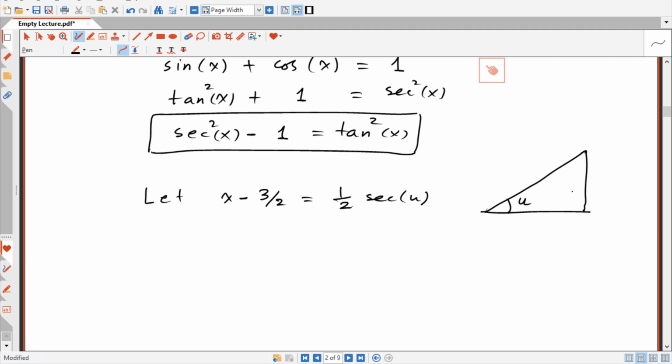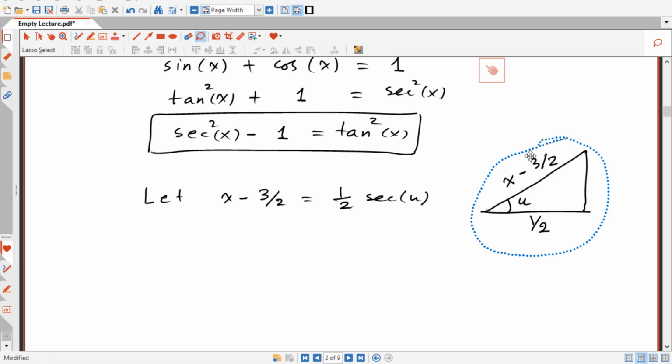Secant u is equal to 1 over cosine. Cosine is the adjacent over the hypotenuse. Since secant is 1 over cosine, it's going to be equal to the hypotenuse divided by the adjacent side. So the hypotenuse is x minus 3 by 2, divided by the adjacent term, which is 1/2.